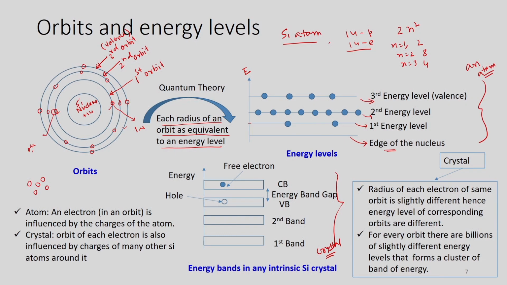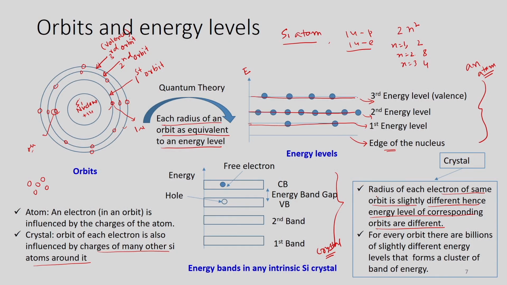So what happens in a crystal is that the orbit of each electron is also influenced by the charges of many other silicon atoms around it. So the radius of each electron of the same orbit is slightly different, hence the energy levels of the corresponding orbits are different. So we cannot write a single line here, as I have drawn for a single atom or a single silicon atom, right? Please, this is very, very important.